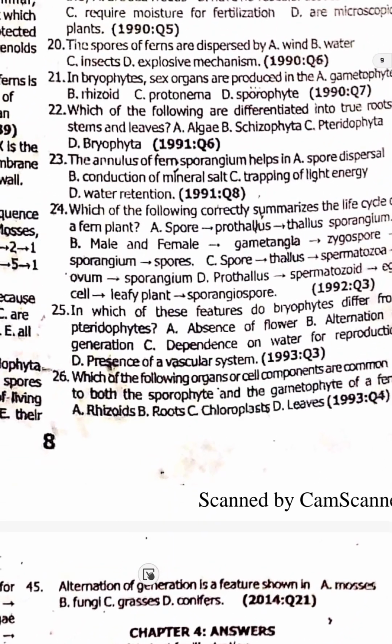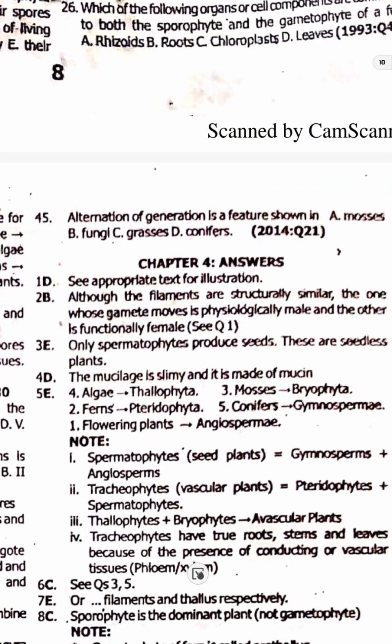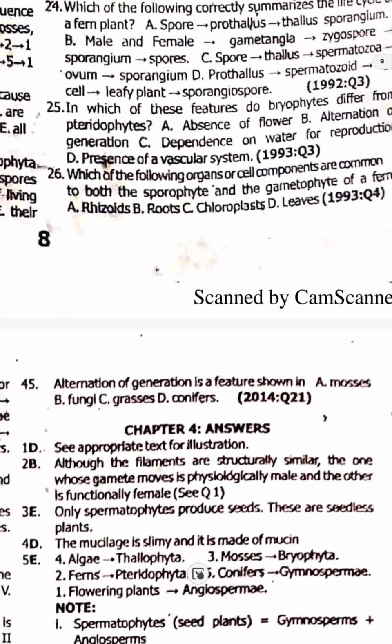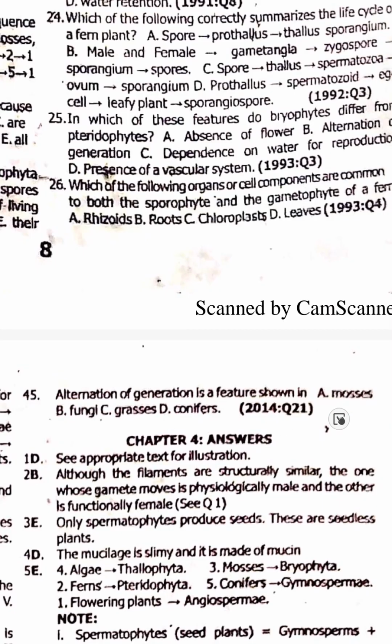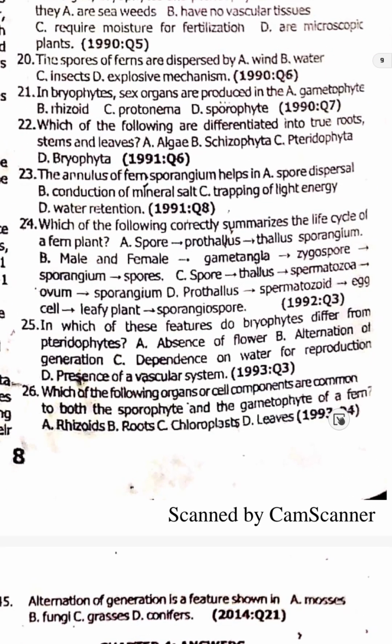Then the last question here we are having. Alternation of generation is a feature shown in. The answer is mosses. Option A. Mosses. Don't forget, mosses are part of bryophytes, while ferns are pteridophytes.